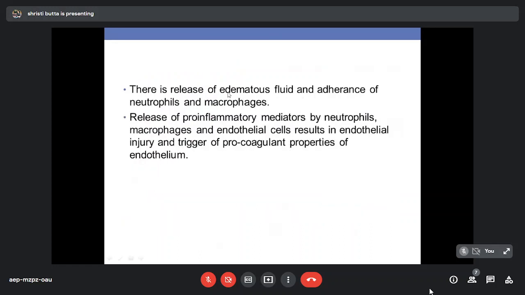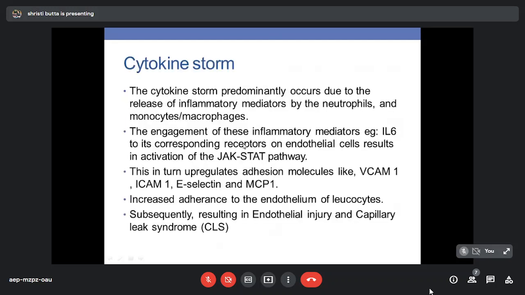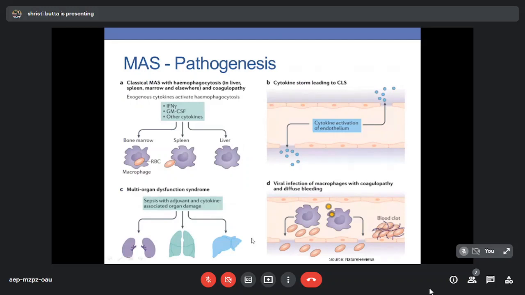Therefore, there is a release of edematous fluid and adherence of more neutrophils and macrophages to the endothelium that triggers a procoagulant property of the endothelium and results in what is referred to as DIC. So DIC and subsequent multi-organ failure, which may involve lungs, kidney, liver, etc.